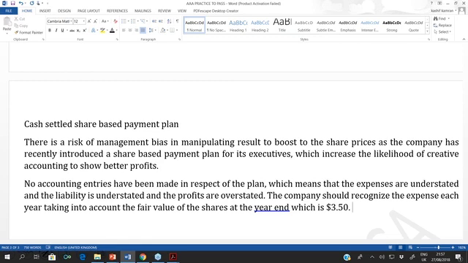No, no, no, Arab Sultan. It should be recognized on the grant date is the equity settled share based payment plan. This is a cash settled share based payment plan. So for a cash settled share based payment plan, you have to take into account the fair value at the year end. What you are mentioning is the accounting treatment for an equity settled plan. I am writing an accounting treatment for a cash settled share based payment plan.